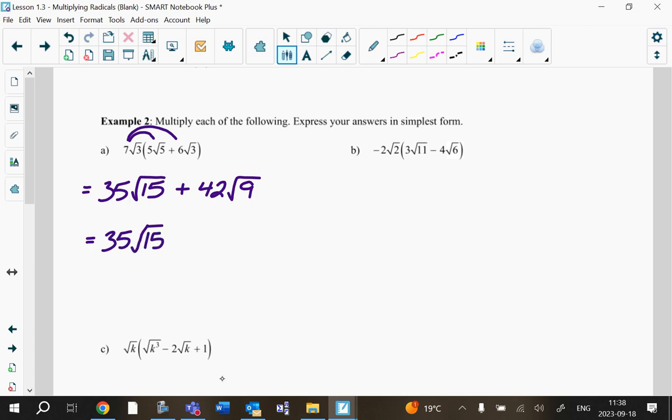How about root 9? Don't overthink this. It's just 42 times 3. You don't find the highest perfect square because 9 is a perfect square. This is exactly 3. So it's 42 times 3, which means we get 35 root 15 plus whatever 42 times 3 is. 126. Well done.